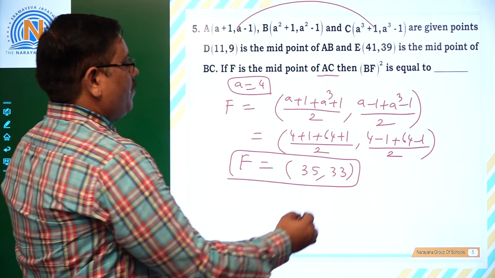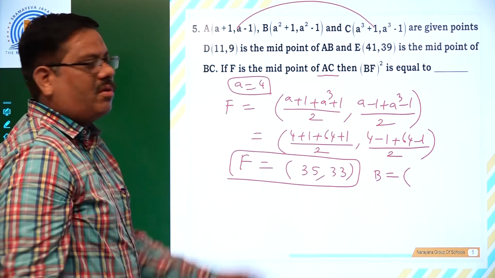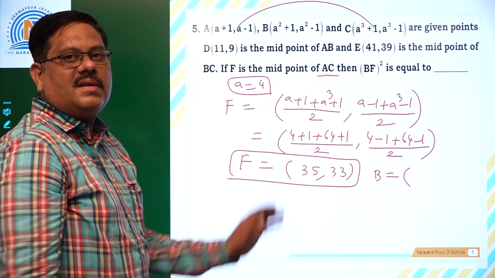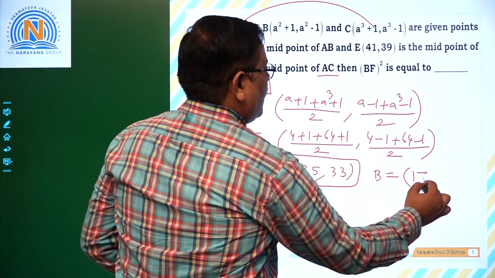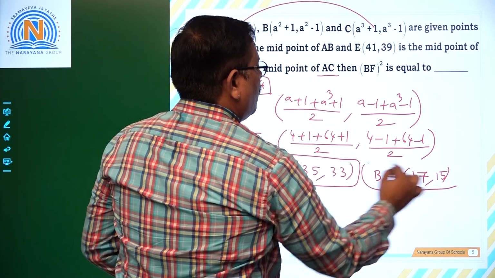Now what about B? In place of a we have to write 4. 4 square plus 1, that is 17 comma 4 square minus 1, that is 15. These are the coordinates of B.